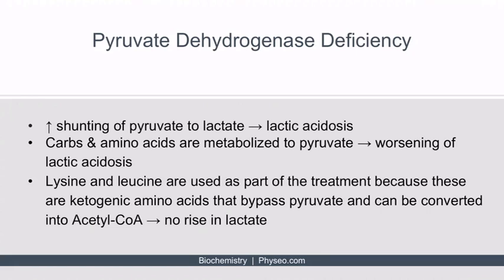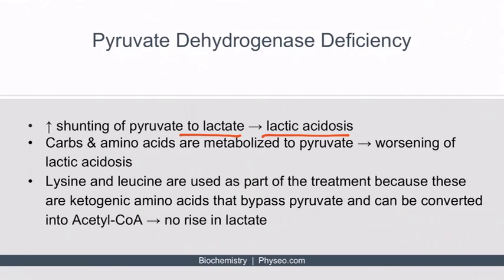Okay, now let's discuss pyruvate dehydrogenase deficiency. This is an X-linked disorder resulting in reduced activity of pyruvate dehydrogenase. This results in increased shunting of pyruvate to lactate. There's also some increased shunting to alanine. The increased lactate, however, results in a lactic acidosis.